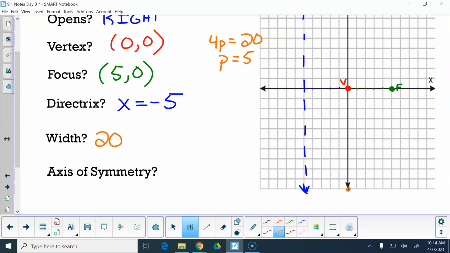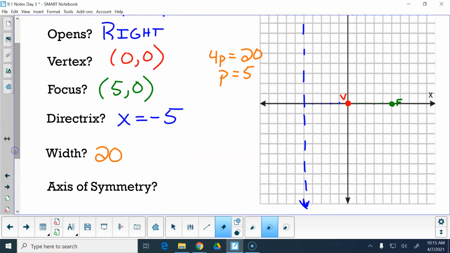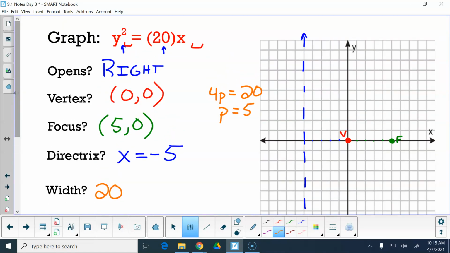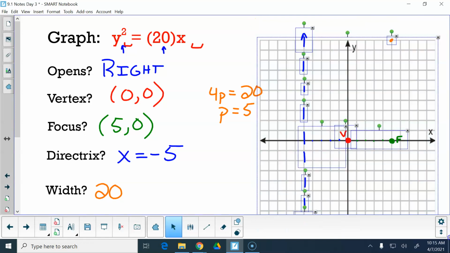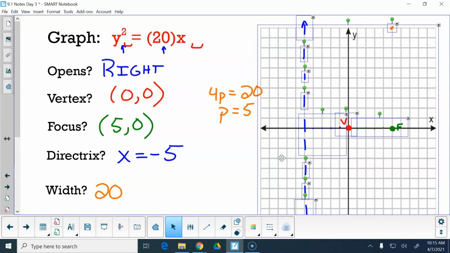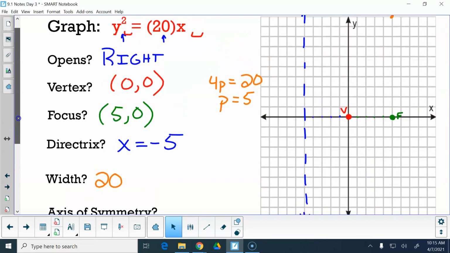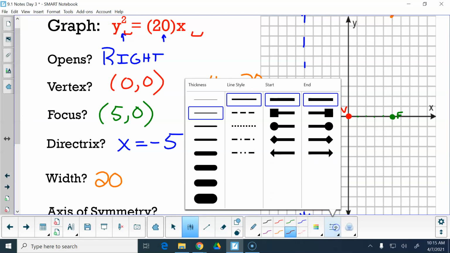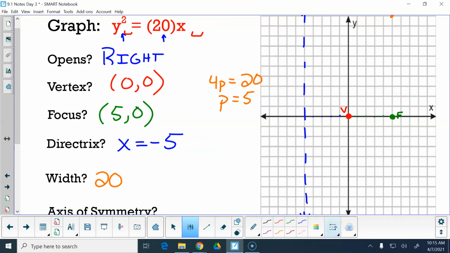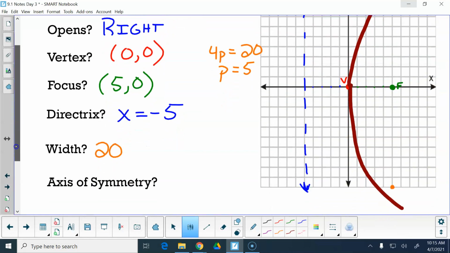Oops, tap the brakes. I put it in the wrong spot. I went off the vertex, not off the focus. There. Should have made the scratch a little bit smaller. Or raise it up a little bit. Okay. All right. And now we can draw in our parabola.